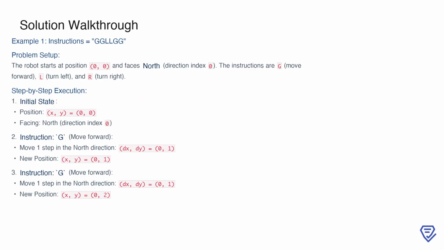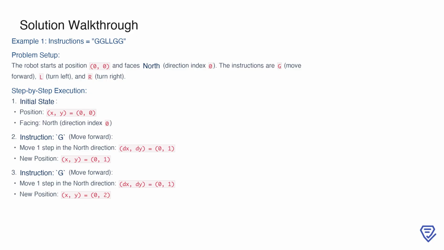In this example, we start with the robot at position (0, 0), facing north, which corresponds to a direction index of 0. The instructions given to the robot are GGLLGG. Let's break this down step by step. First, the initial state is straightforward. The robot is at position (0, 0), and facing north.